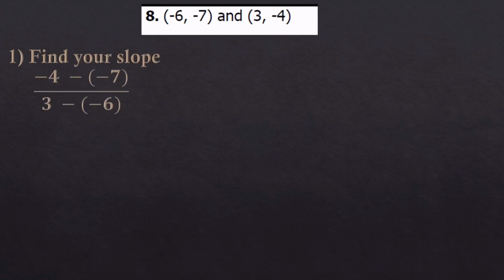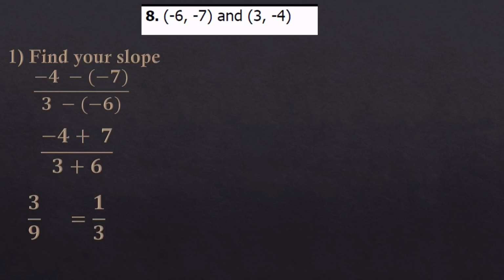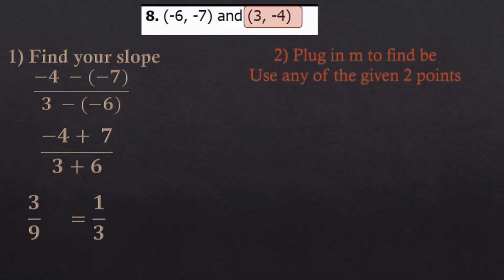So let's try this again. I always first have to find my slope, no matter what. I use my slope formula. So the change in y over the change in x. Rewrite it, ladies and gentlemen, so that it's negative 4 plus 7 over 3 plus 6. I end up with 3 over 9, which simplifies to 1/3. Now, I'm going to use any of my 2 points. I'm just going to pick this one. They're smaller values. So, y equals mx plus b.